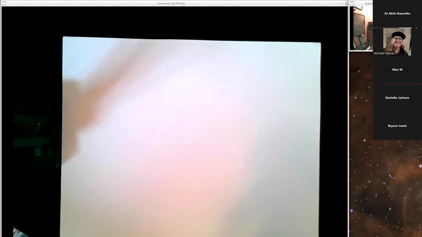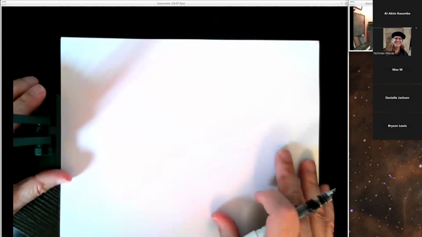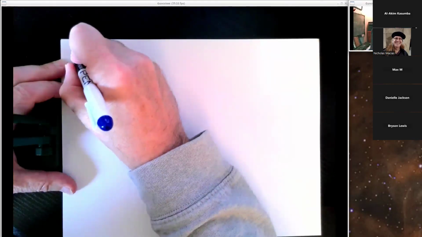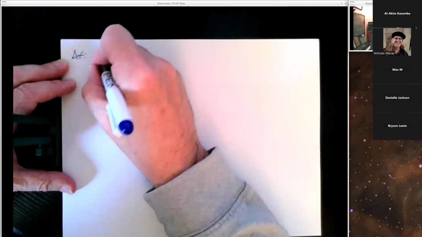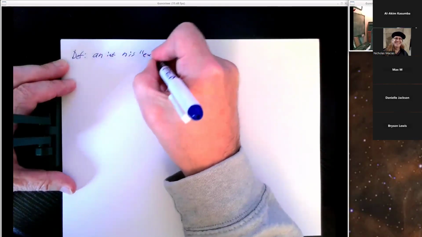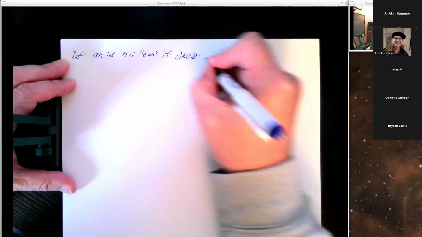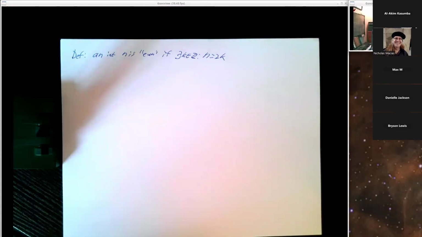So let's do some examples. We've got about 20 minutes left. Let's do some examples involving integers. And I'm going to give you a definition. This is for integers. So an integer n is called even if there exists an integer k such that n equals 2k. In other words, an even number is twice some other integer.